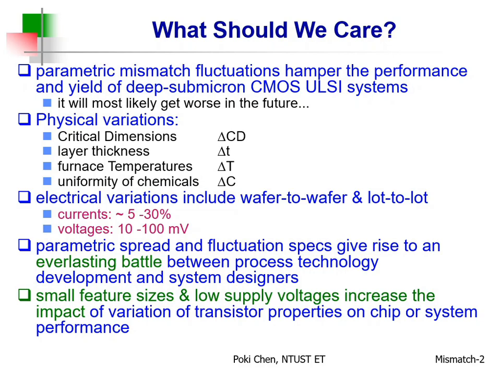Why should we care about such kind of mismatches? Simply because during fabrication we have a lot of parametric mismatch. And what kind of parameters do you need to care about? Almost everything. For example, the width, the length, the threshold voltage, even C oxide, and so on. All of the parameters, in practice, will get some kind of mismatch during fabrication. So this is what we should care about.